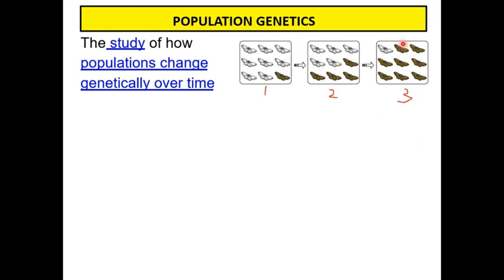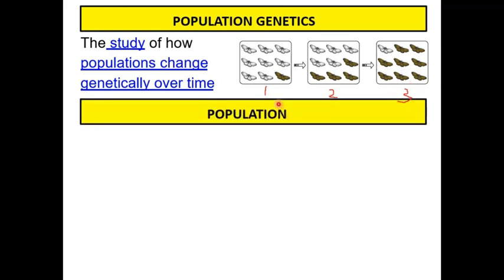From this diagram, we can see that there is a difference in the numbers of individuals from one generation to another, from generation 1 to generation 2 and to the next generation, generation 3. We can see here that the black peppered moth increases in numbers from generation to generation.